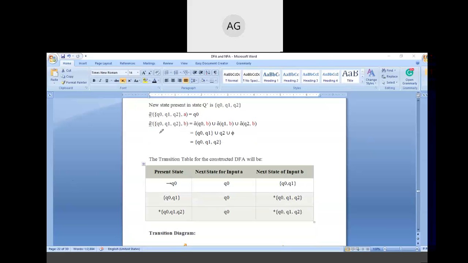Now the new state present in the state is Q naught, Q1 and Q2. So after getting the union, we get this Q naught, Q1 and Q2. This will become the new state because this state was not present previously in the NFA. Now we need to take all the transitions of this new state with every input symbol.